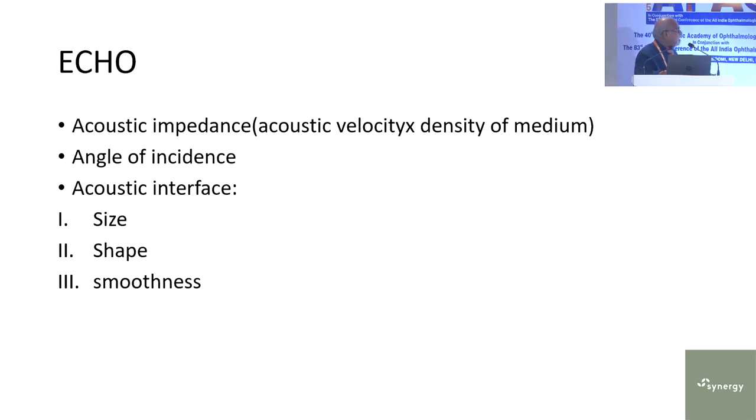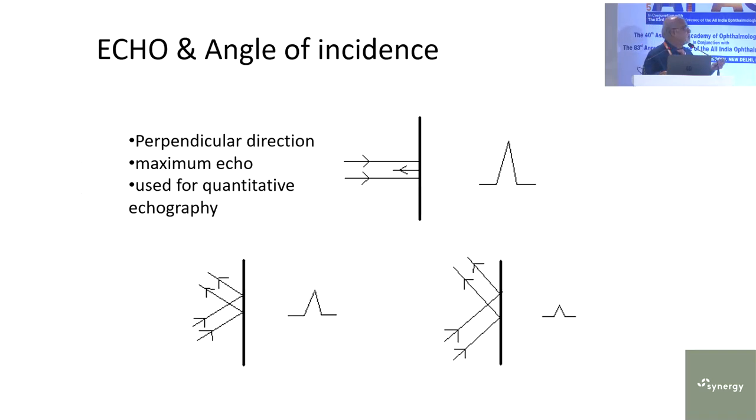Then the most important thing in ultrasound to understand is the echo. Whenever the sound goes, it has to come back, and that is basically called an echo, which depends upon various factors. To start with, we have the angle of incidence. Supposing it is perpendicular, we have the maximum echo. If it is like this, still less, and still further less.